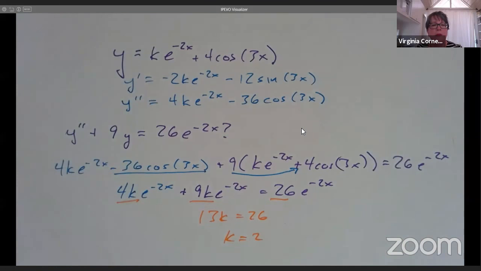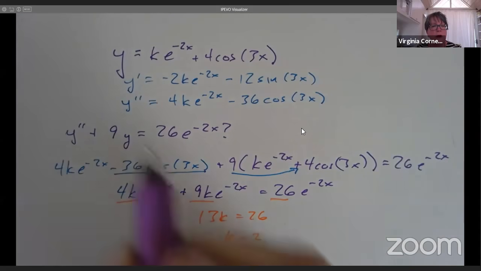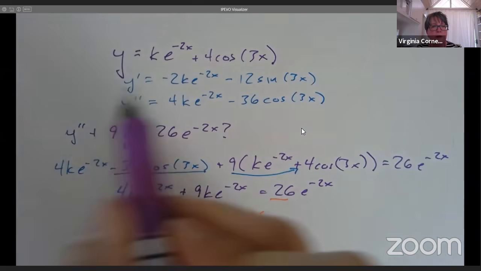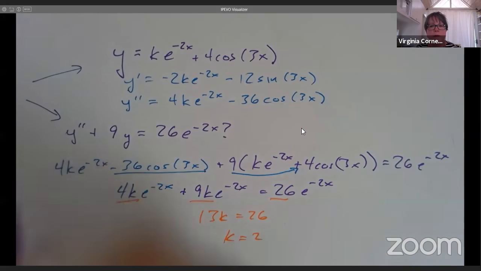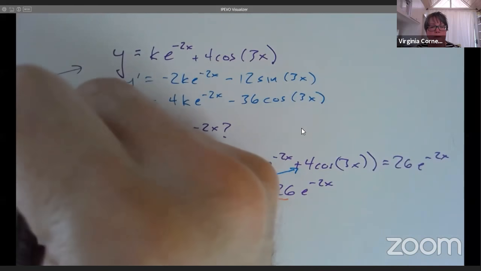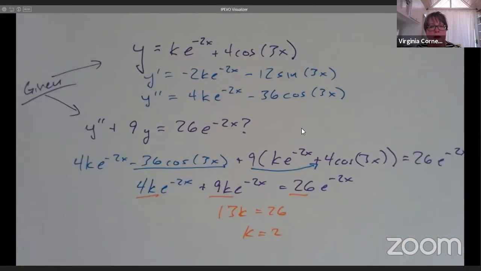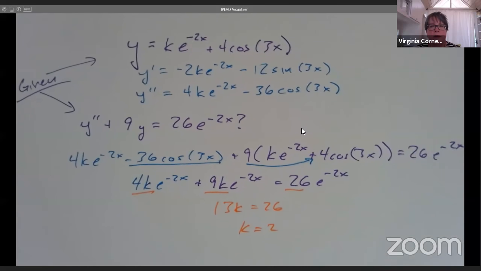I think one thing that's really nice that I see in Mark's work is that it's very organized. He's got his first derivative, his second derivative, and then he's checking. I love that question mark again, checking to see which one is a solution. And then he's substituting in for his y double prime and for his y, distributing, and getting k is equal to 2.